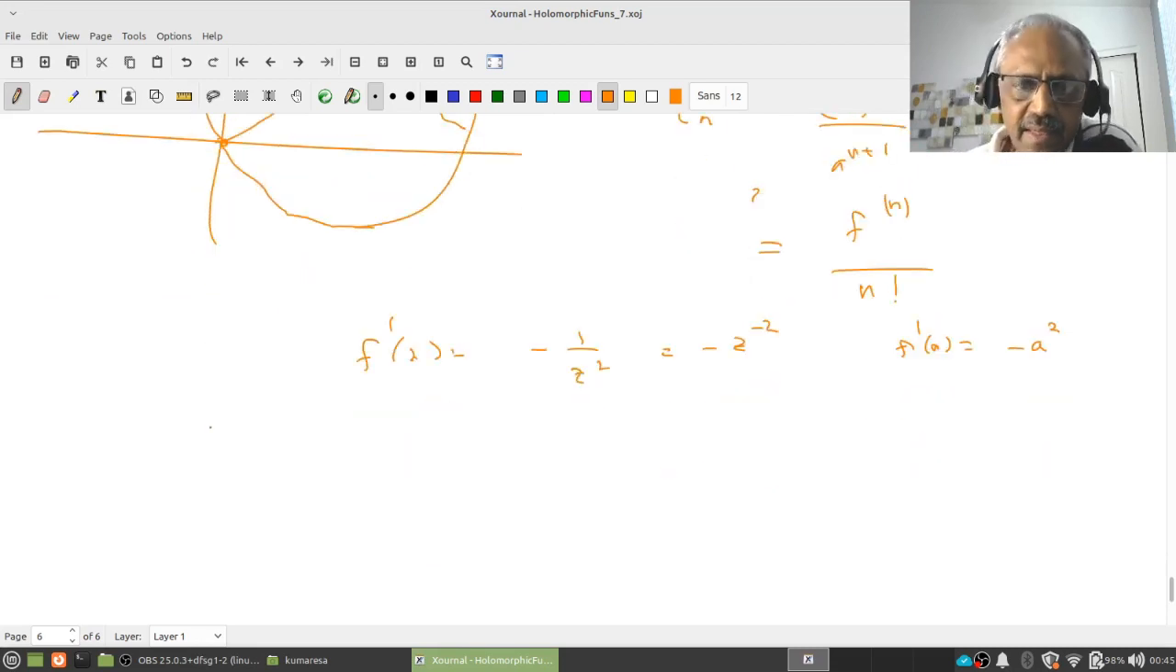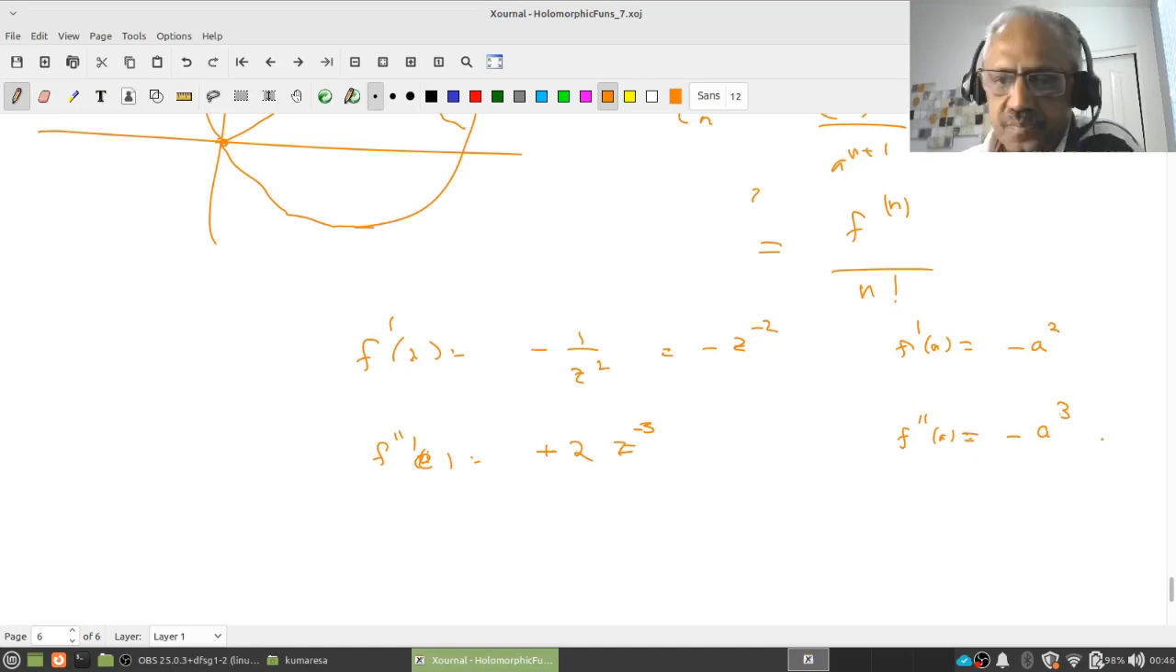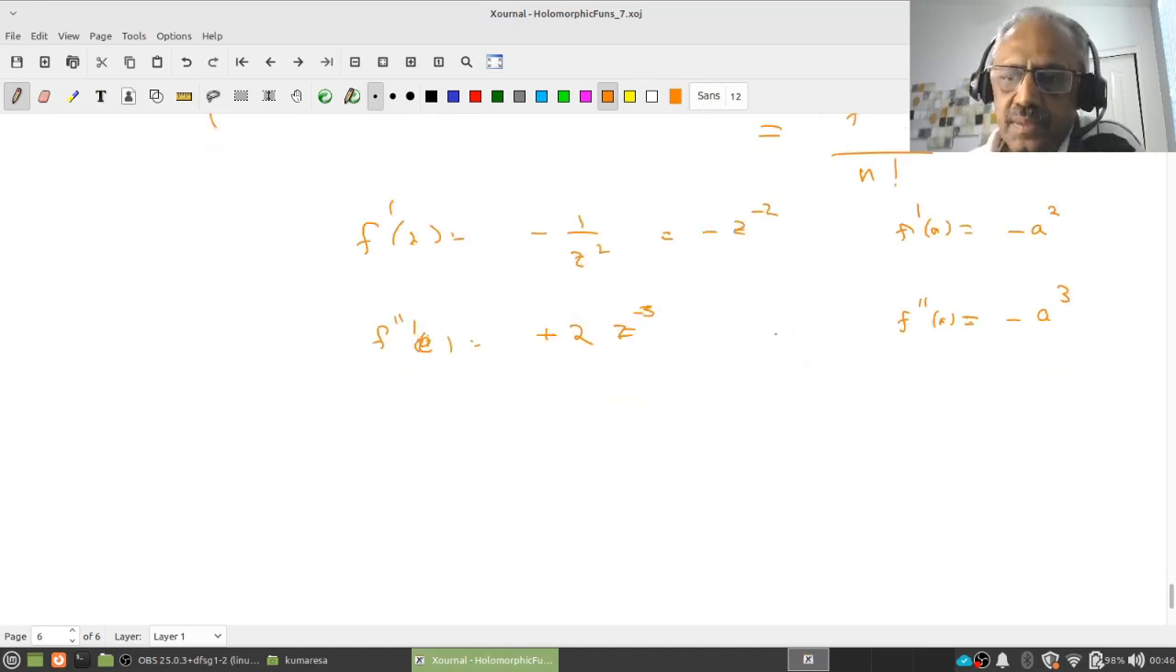And what is f double dash of z? That is going to be minus 2 into minus 2, that is going to be plus 2 into z to the power minus 3. Therefore f double dash of a is a to the power minus 3, right, into 2. There is a 2, sorry, I forgot the 2.